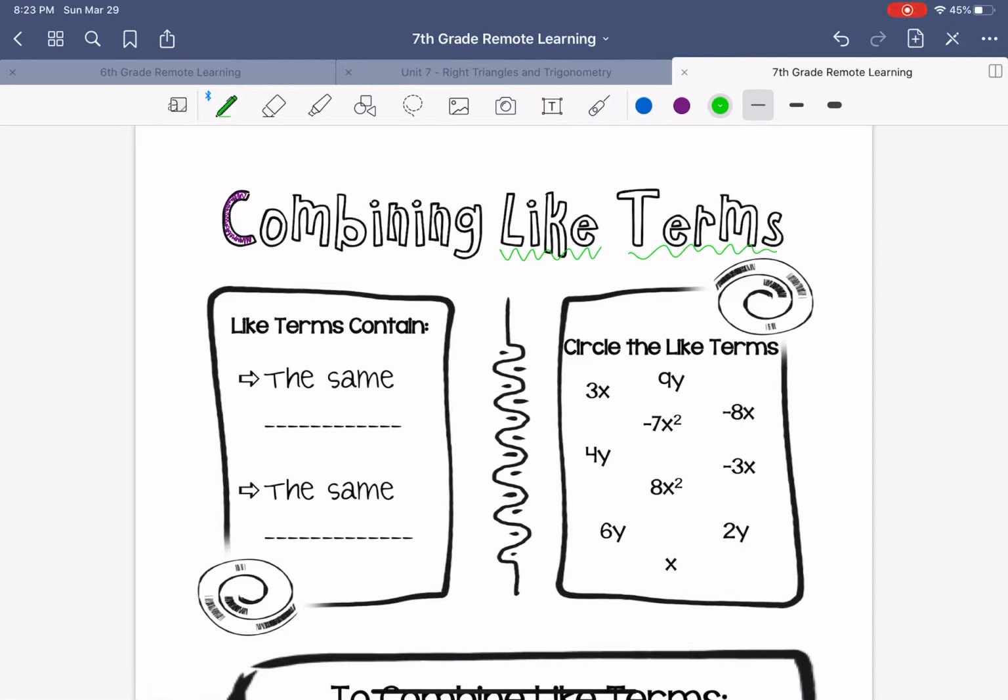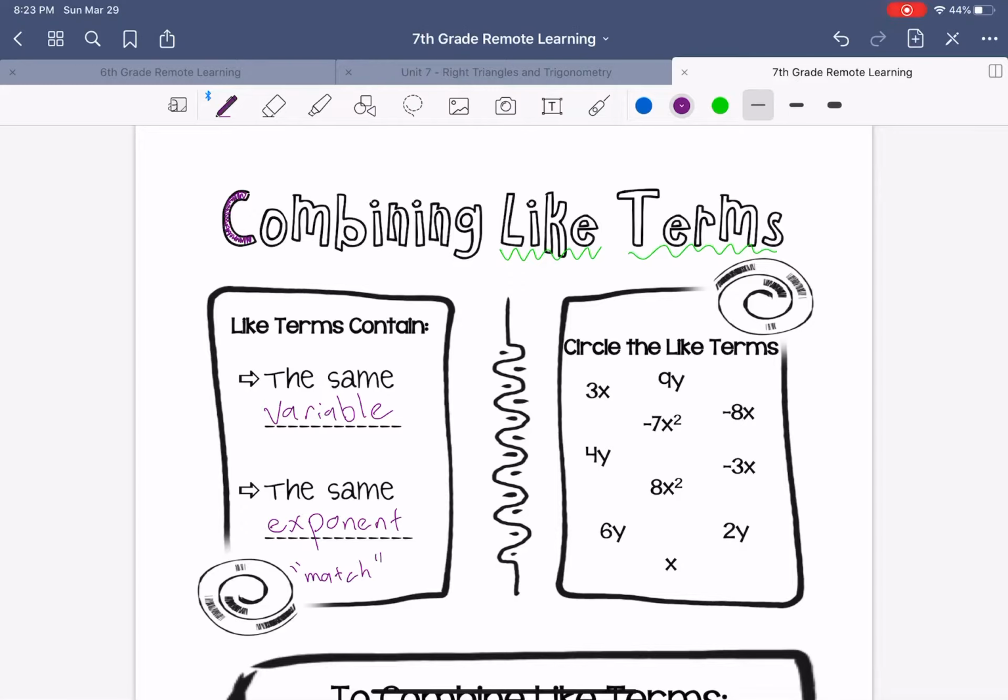So like terms contain the same variable and the same exponent. Okay, so basically what has to be true is they have to match.